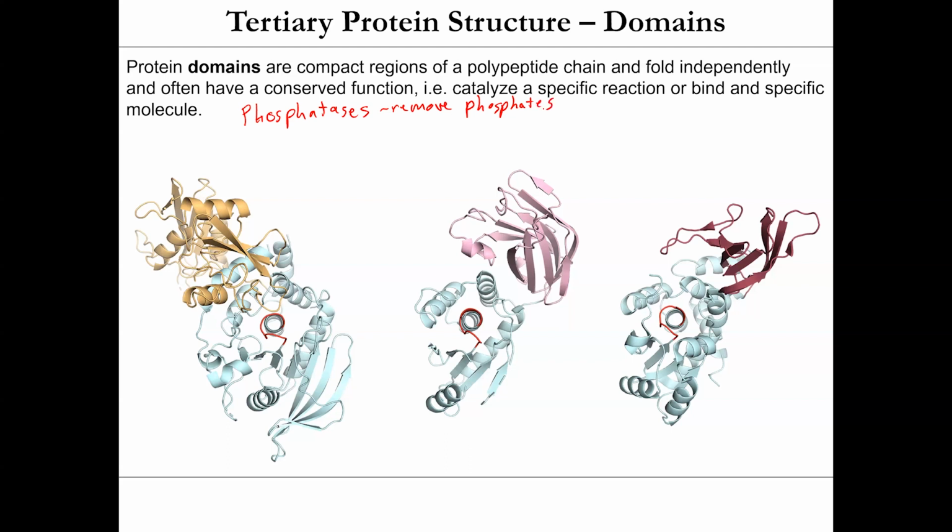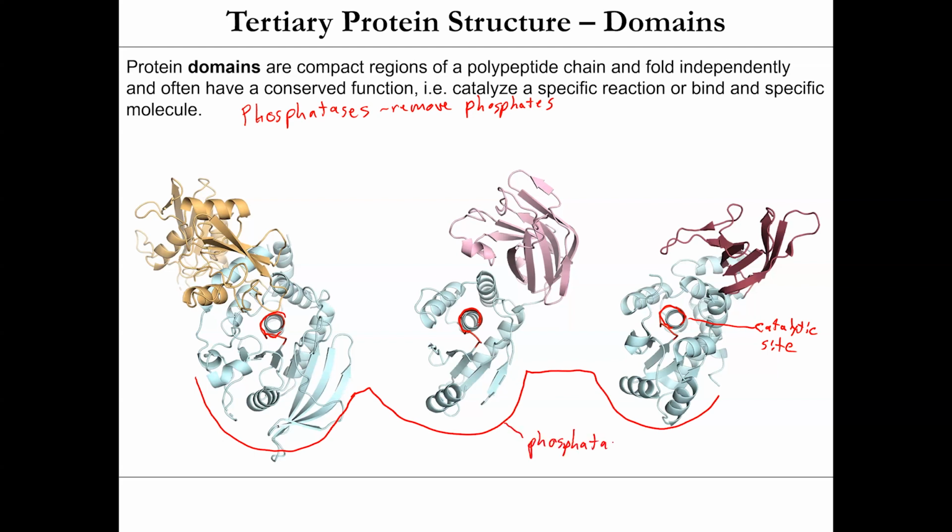And so in each of these proteins, they have a conserved catalytic site. So this is actually the catalytic site right here, which is shown in red. And each of these proteins catalyze the same reaction, which is the removal of a phosphate group from another molecule. And these catalytic sites are located within this phosphatase domain. So it looks a little different on this one. I think there's an extra domain, but all 3 of these proteins have a conserved phosphatase domain.